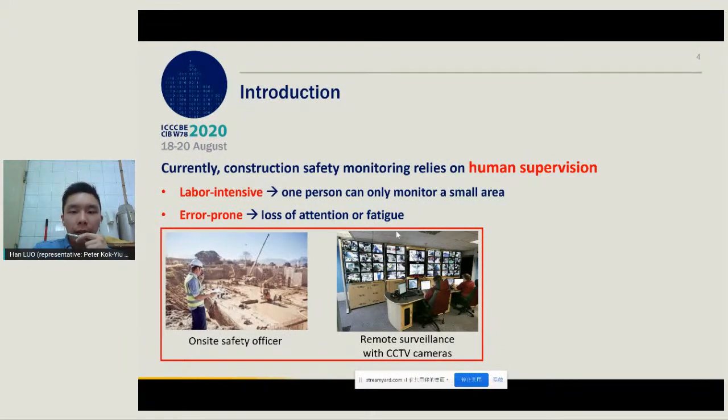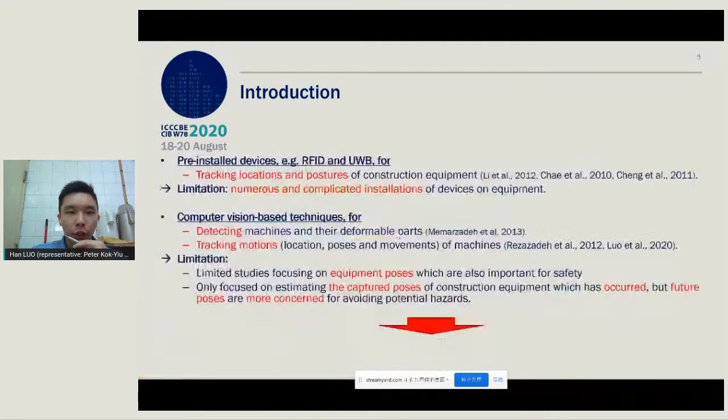And currently, to do that, we rely mainly on human supervision, which is labor intensive and error prone. Maybe one person cannot oversee the whole site and misses an accident, which will be serious. So we need an automated motion tracking methodology.